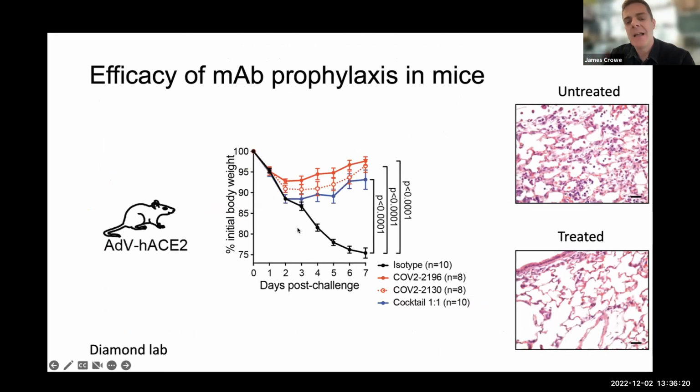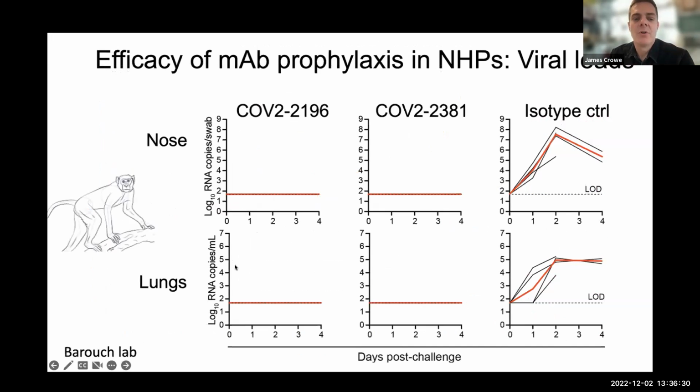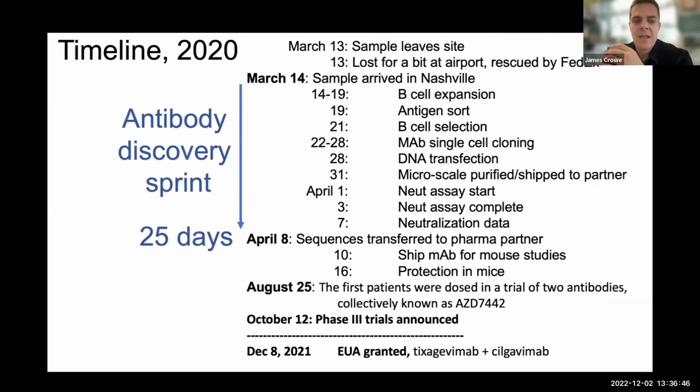At the time, Mike Diamond did human ACE2 transduced mice, and we showed they worked in mice, both weight loss and virology and histopathology. And then Dan Barouch worked with us in macaques, and we didn't see a single molecule of RNA, genomic RNA, newly made RNA, in animals treated even with these monotherapies. So these kind of potencies give you a fantastic in vivo efficacy.